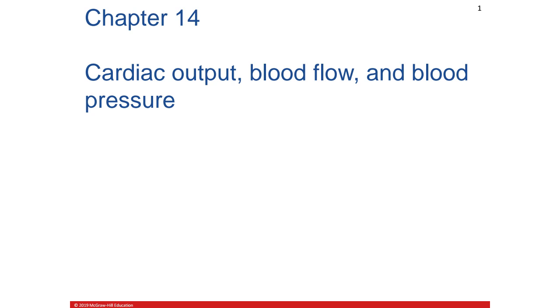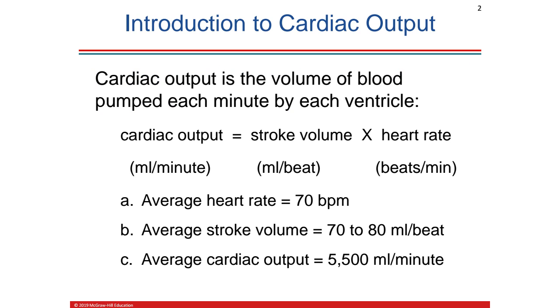The topic of chapter 14 is cardiac output, blood flow, and blood pressure. Cardiac output is the volume of blood pumped each minute by each ventricle. So it's a volume per unit time. For example, it's often expressed as milliliters per minute, or it could be expressed as liters per minute. The average cardiac output for an adult is roughly 5,000 to 5,500 milliliters per minute.